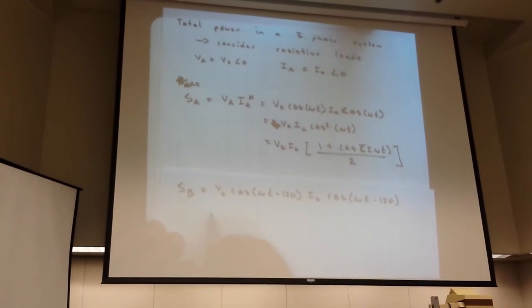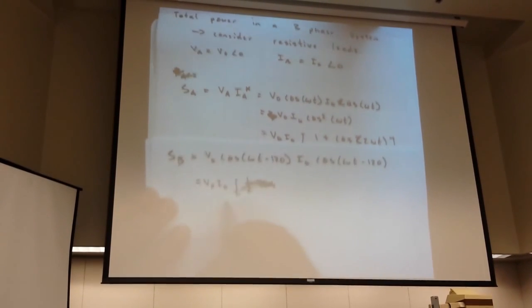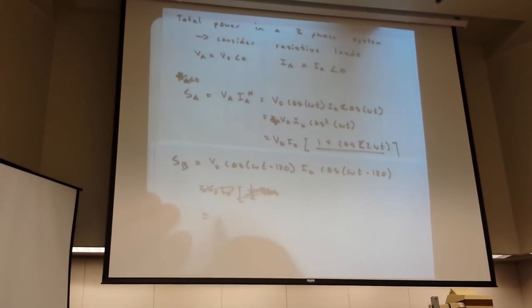Then we can skip some steps here. We're going to wind up with V naught I naught, 1 over 2 cosine. I wanted to skip steps and I'm not doing it. V naught I naught, 1 plus cosine 2 omega t minus 240, all over 2.